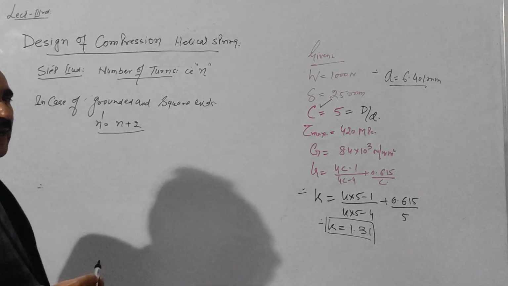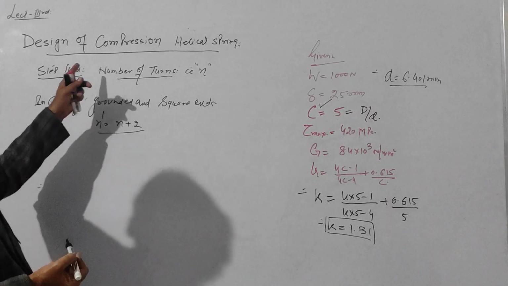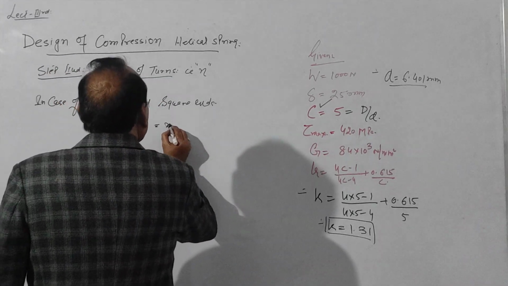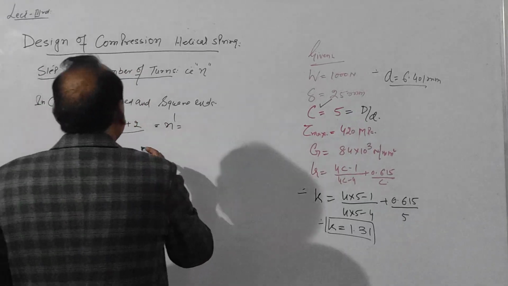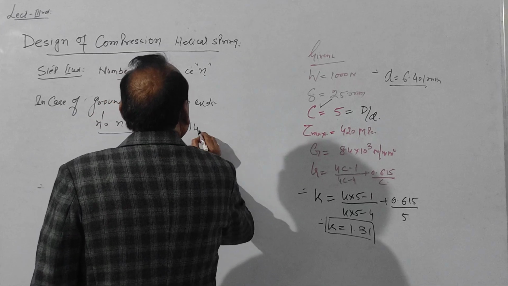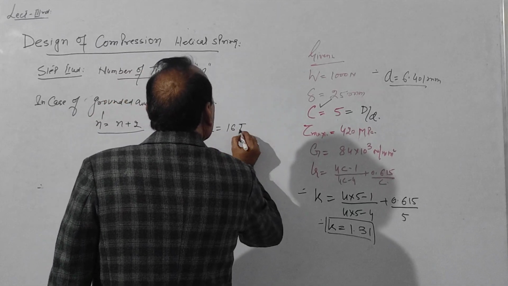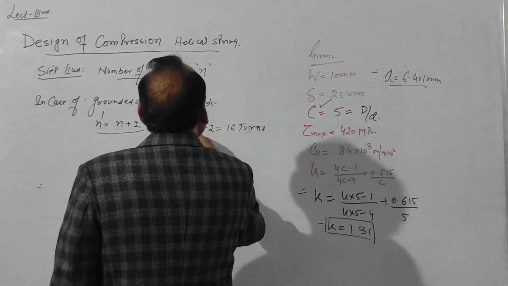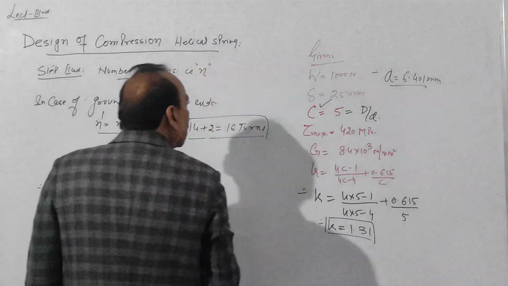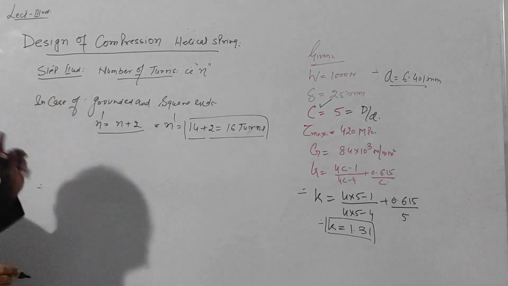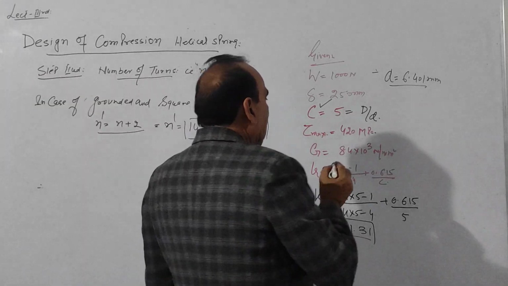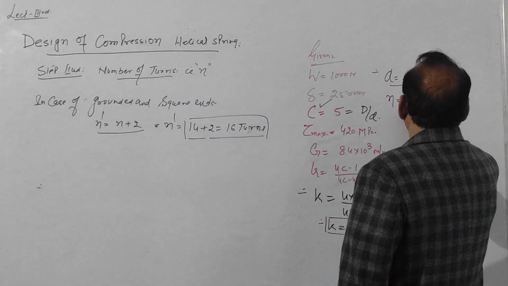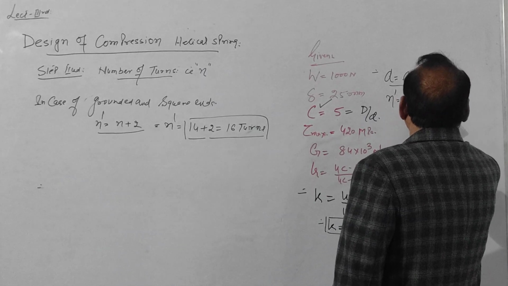So I am assuming here that the ends of this helical compression spring are grounded and square. So in this case, what is n dash, the total number of turns? This is 14 plus 2, right? 16 turns. So this is clear to you. So n also we have found: n is 14 and n dash is 16 turns, right?